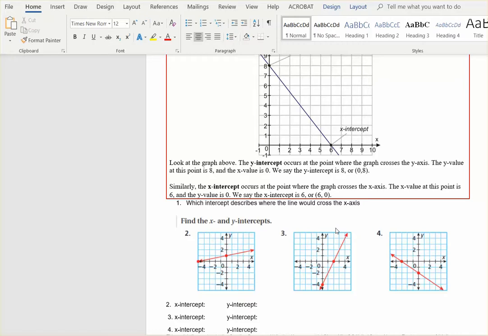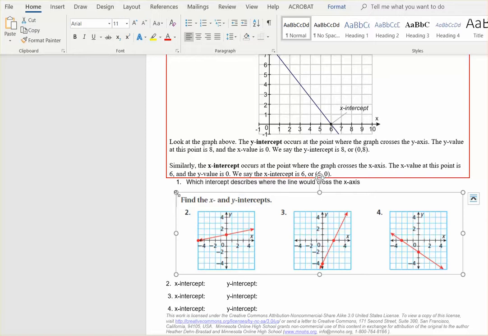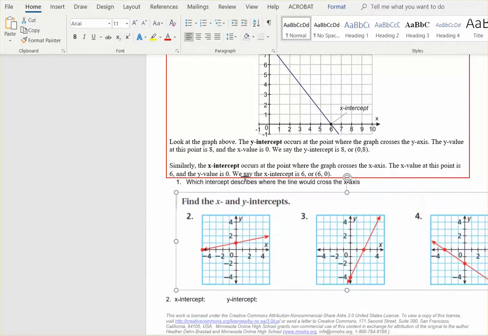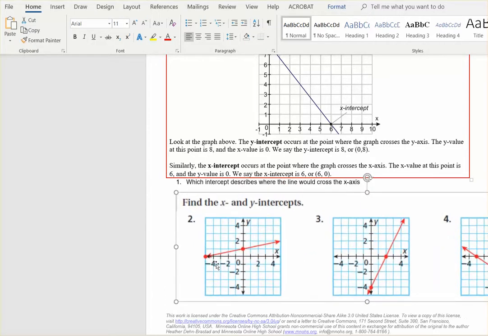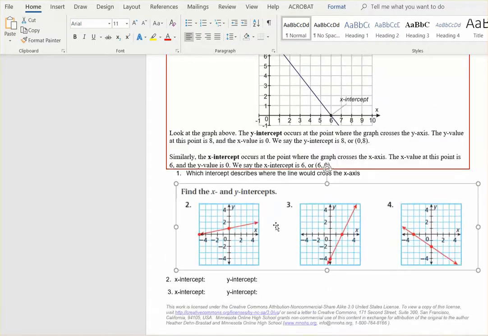On the first part of your worksheet, you're just going to name the x-intercept and the y-intercept from these three graphs. Note that in number 2, the x-intercept is not at -4. You can make these bigger if you need by just, whoa, that got really big. But you can see it's actually to the left of -4. So that's kind of a common mistake, so I wanted to alert you to that.